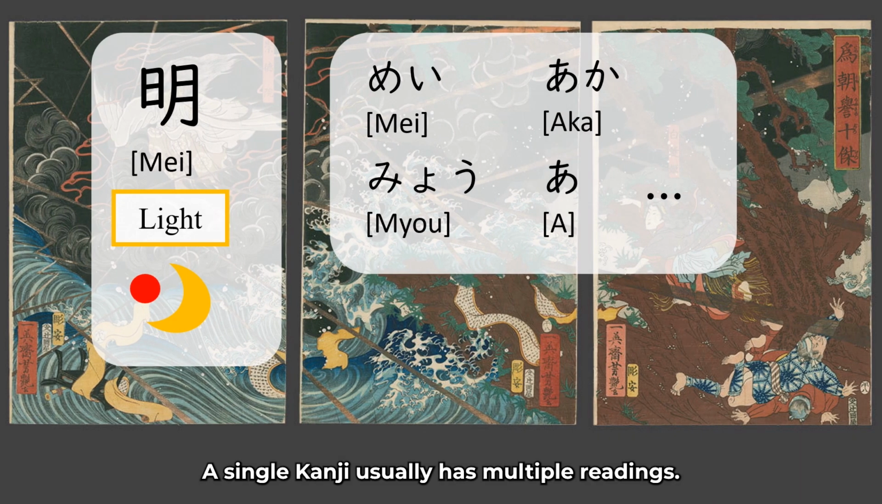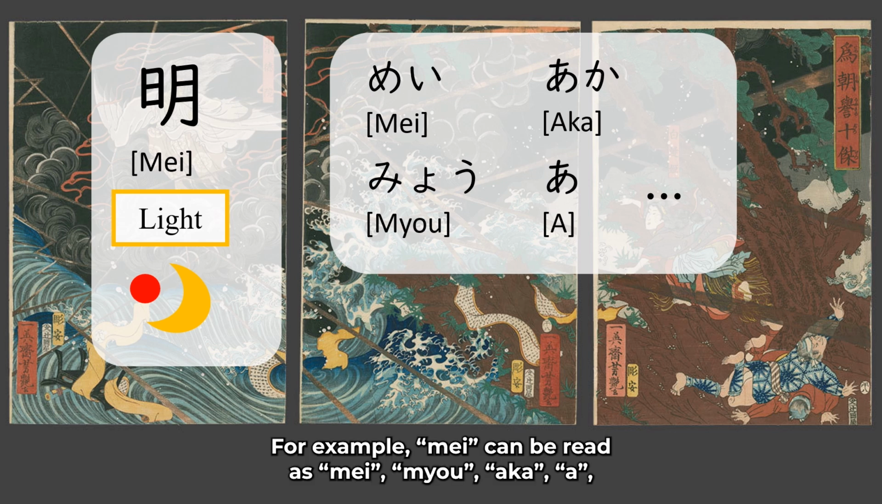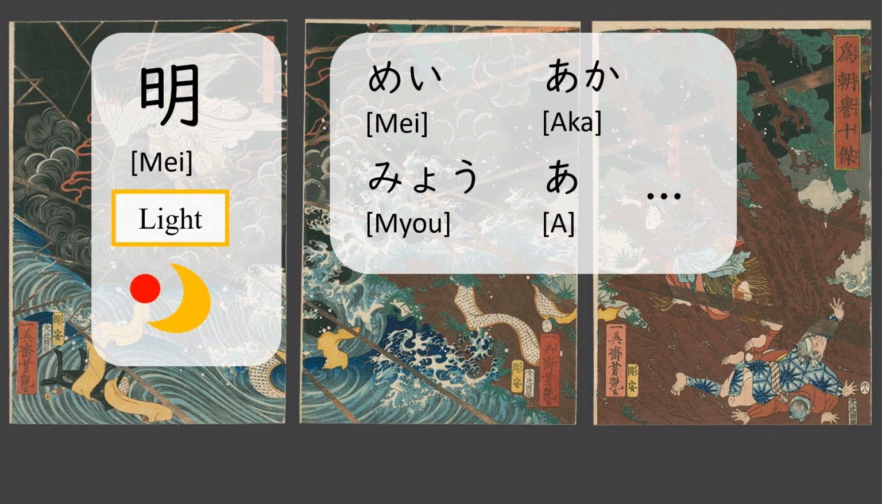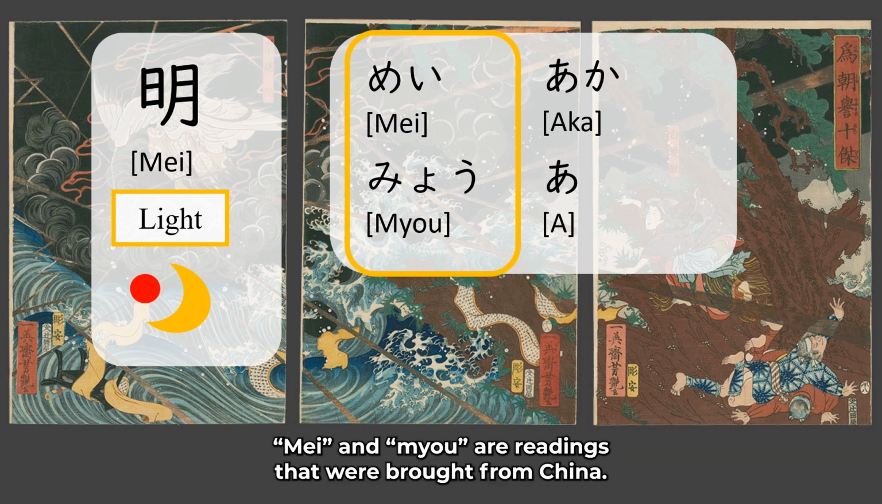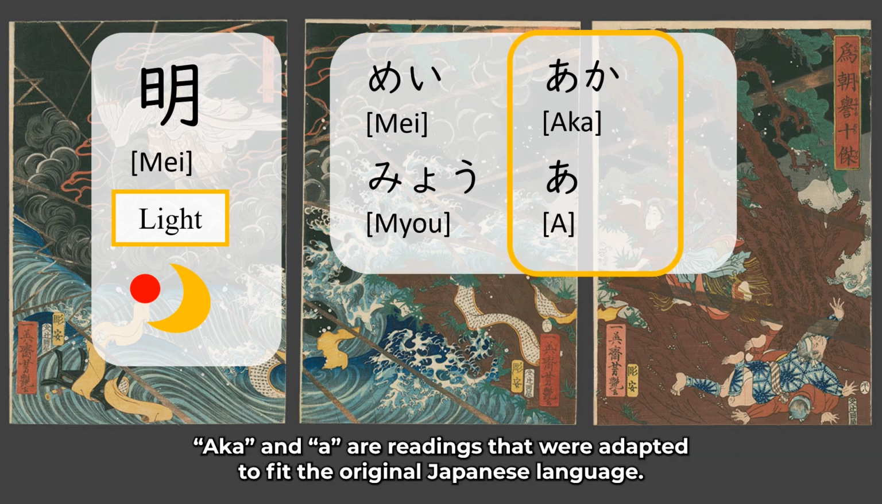A single kanji usually has multiple readings. For example, mei can be read as mei, myo, aka, a, and there are even more readings. Mei and myo are readings that were brought from China. As pronunciations were introduced during different periods, multiple versions remained in modern times. Aka and a are readings that were adapted to fit the original Japanese language.